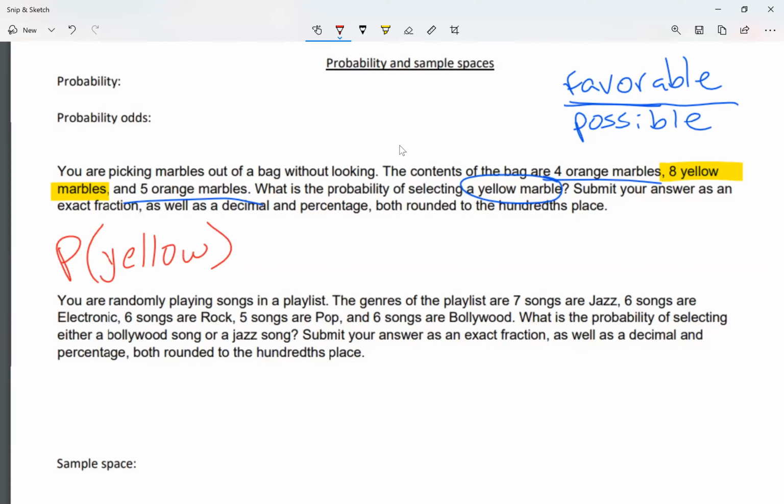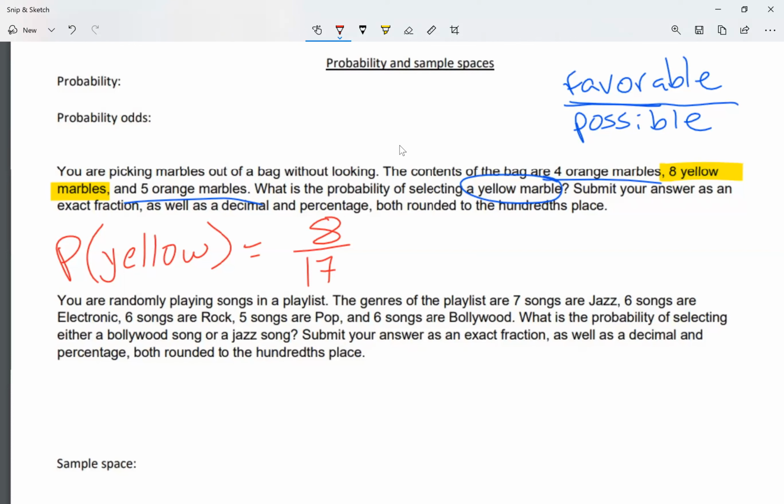In this case, because it's marbles, what's the probability of selecting a yellow marble? Okay, so I have 8 marbles, right? 8 marbles that are yellow. So I'm gonna let this equal to, I have 8. I'm gonna write this as a fraction first. I have 8 favorable marbles or 8 favorable outcomes. Now, how many marbles do I have altogether? Remember, 8 of them are yellow and 9 of them are orange. So I'm gonna say altogether I have 17 marbles.